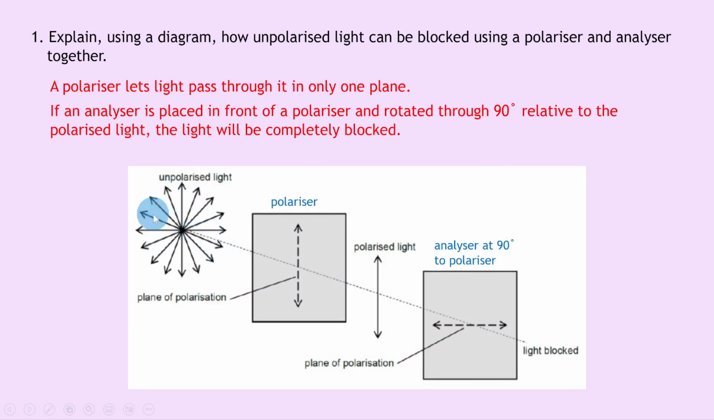So you've got your unpolarised light on the left with your electric field oscillations in every plane. You've then got the first polarizer with the plane of polarisation being vertical here, and that means the polarised light is also in the vertical plane. And then if you take the second polarizer, also called the analyzer here, and rotate it through 90 degrees to the plane of the polarised light, then you'll observe the light being completely blocked at this point.